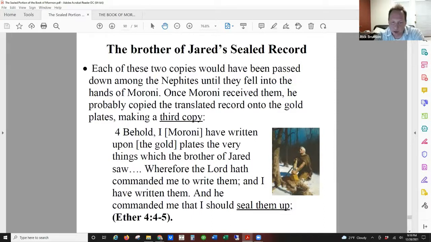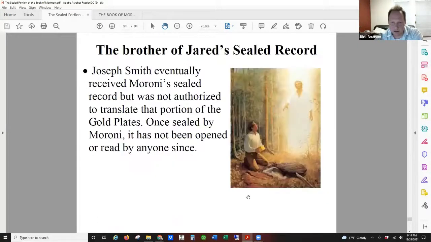And then here we have Moroni: "Behold, I, Moroni, have written upon the gold plates the very things which your brother Jared saw. Wherefore the Lord has commanded me to write them, and I have written them. And he commanded me that I should seal them up." So the record is with the gold plates. And eventually Joseph Smith received Moroni's sealed record, but was not authorized to translate that portion of the gold plates that were sealed. Once they were sealed by Moroni, it has not been opened or read by anyone since.